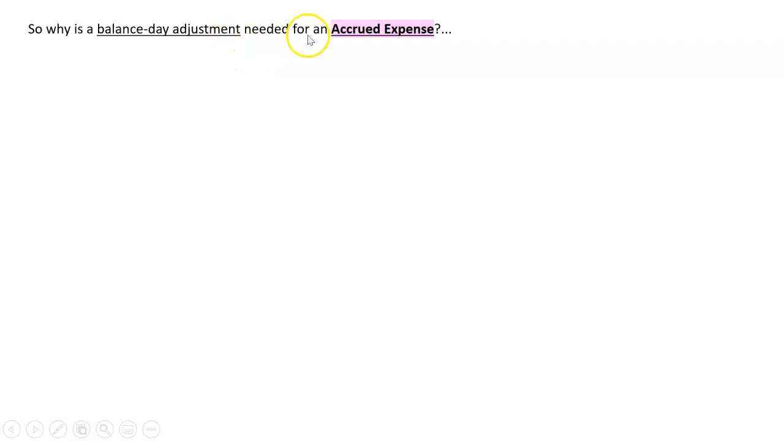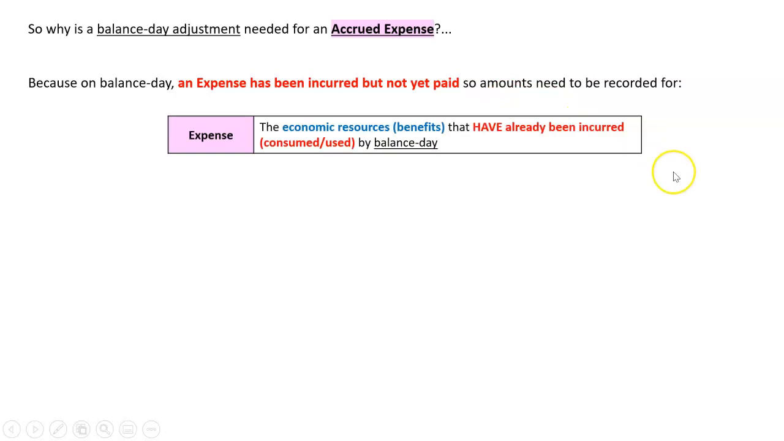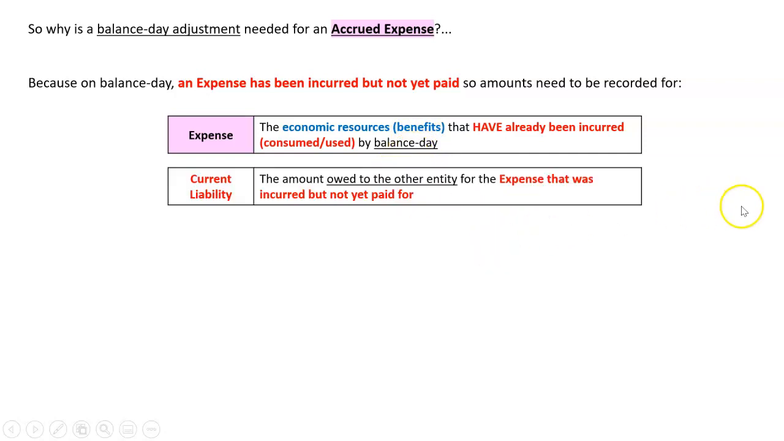Well, first of all, why is a balance day adjustment even needed for an accrued expense? So this overall topic is balance day adjustments, and this is an example. The reason we need a balance day adjustment is because with an accrued expense, on balance day, an expense has been incurred, but not yet paid. So what we need to do is record two things. One, an expense. That is the economic resources that we've incurred or consumed by balance day. And then secondly, we're going to record a current liability. That is the amount owed to the other entity for the expense that was incurred but not yet paid for.